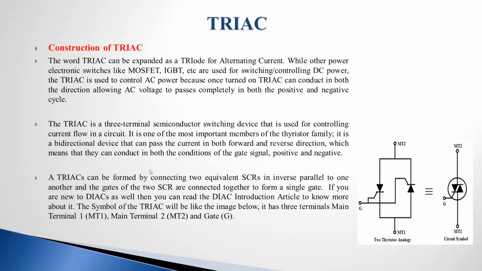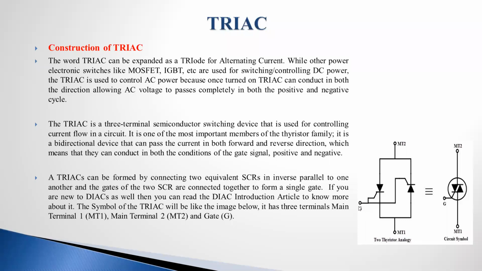It is a bidirectional device that can pass current in both forward and reverse directions, which means it can conduct for both positive and negative gate signals. What we would like to say here is that the triac is a three-terminal semiconductor device: MT2, MT1 and gate.